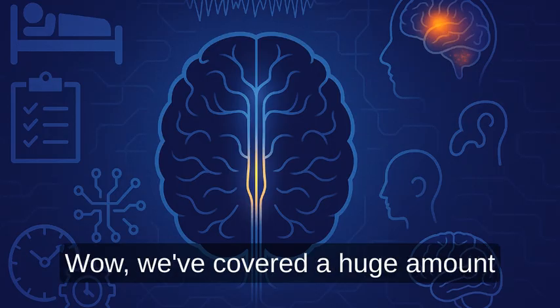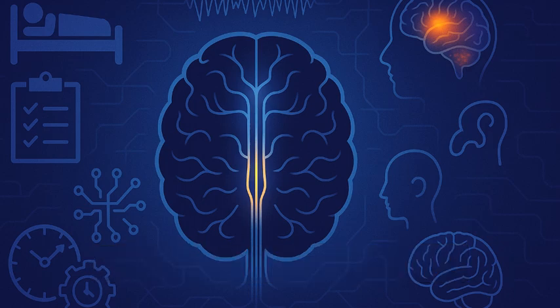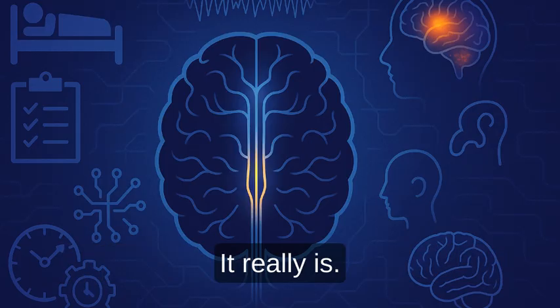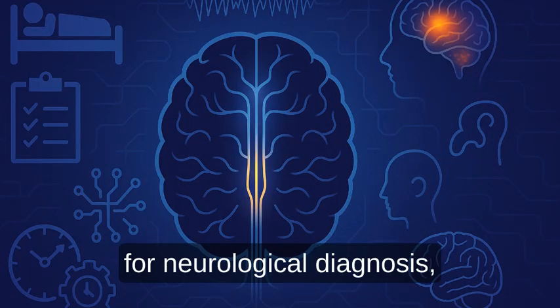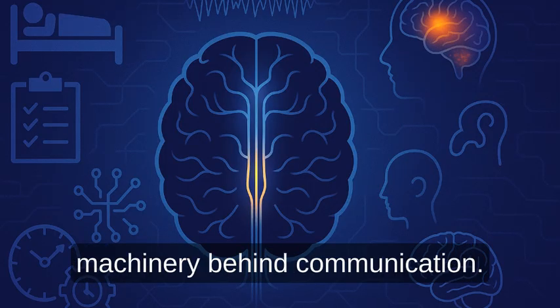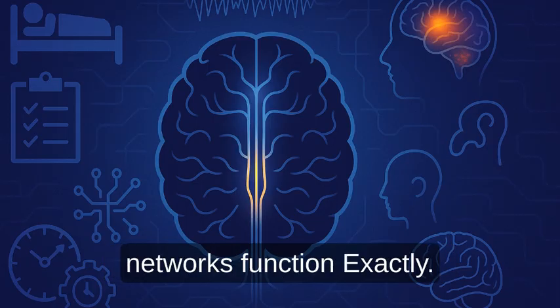Wow. We've covered a huge amount of ground. Aphasia, dysarthria, apraxia. It's incredibly complex how language and speech can break down. It really is. And understanding these different patterns is just so vital for neurological diagnosis, for localizing lesions, and for appreciating the intricate neural machinery behind communication. Each disorder gives us clues about how specific brain networks function.